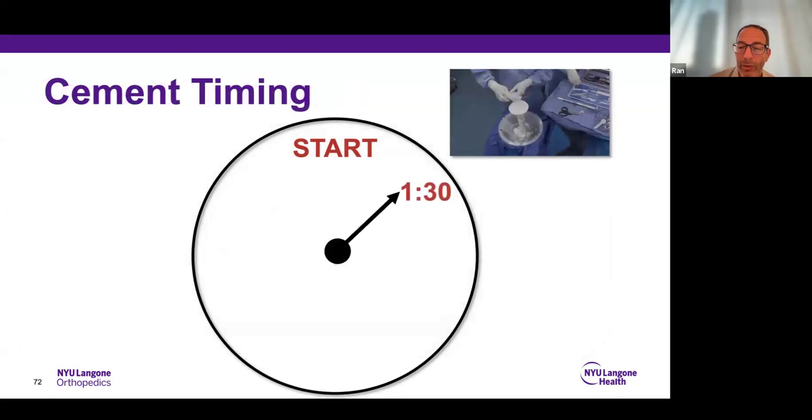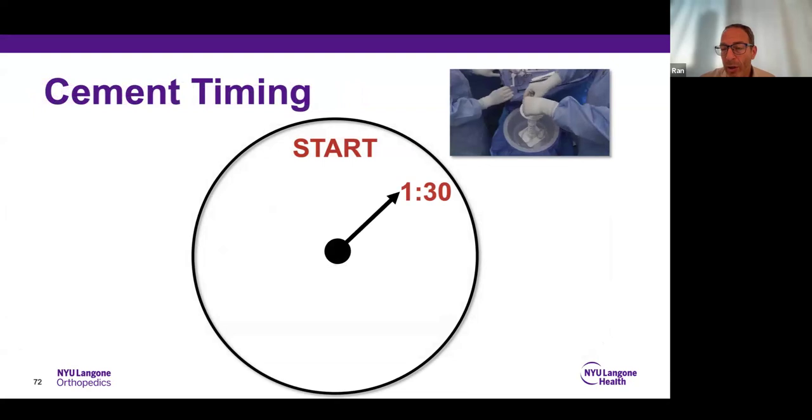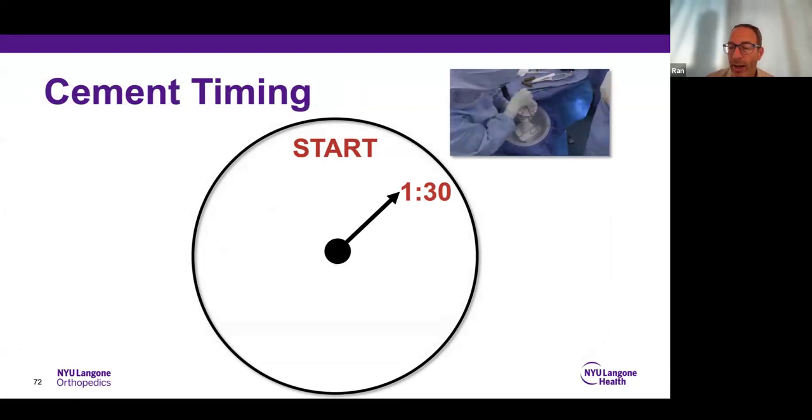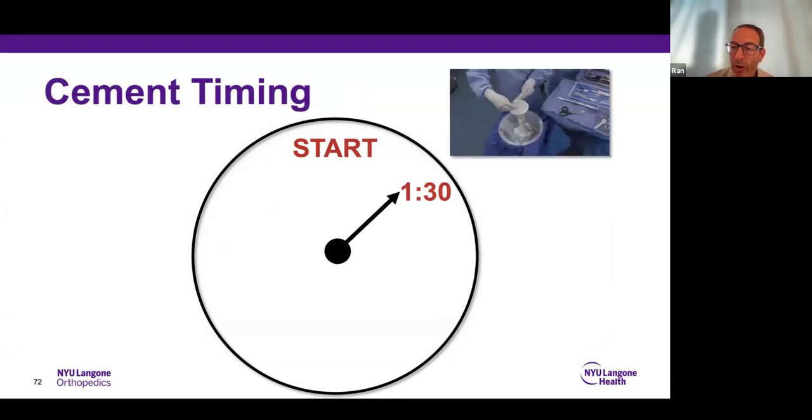So cement timing, you want to be familiar with how fast a specific cement you have hardens. You don't want to get stuck with cement that's starting to harden in the canal before you put the stem in there. Each brand of cement has a different time to harden.